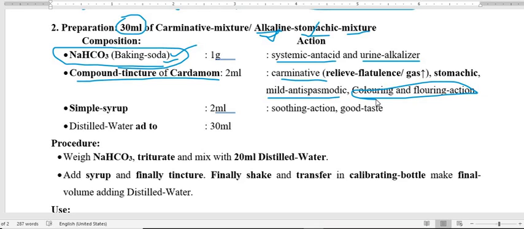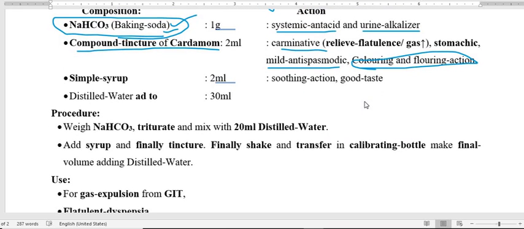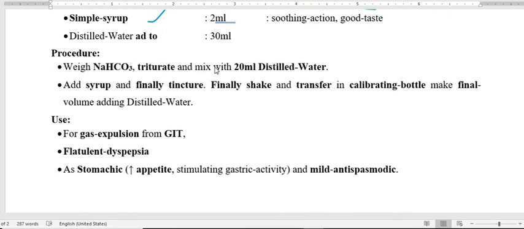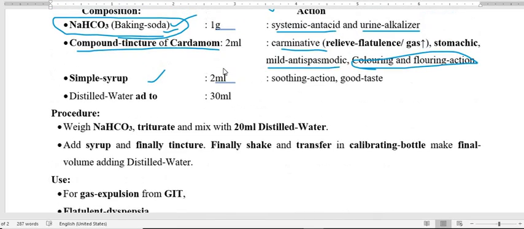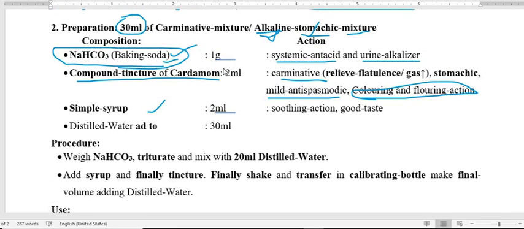Other than that, we are also using the simple syrup. So simple syrup is one of the important constituents also present in the carminative mixture. Simple syrup that we are going to use after soda bicarb or compound tincture of cardamom. This syrup is going to produce the soothing action and also going to give the good taste.